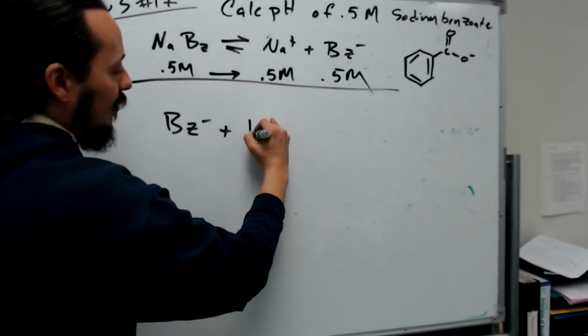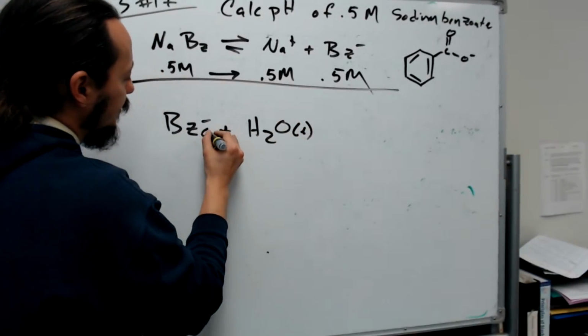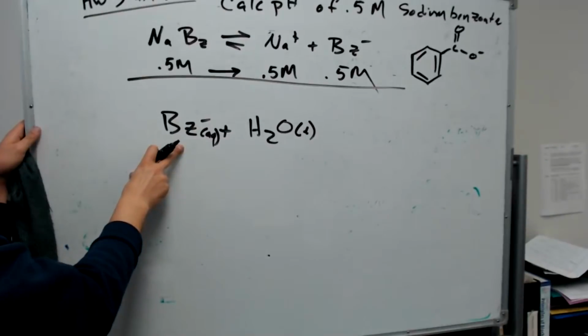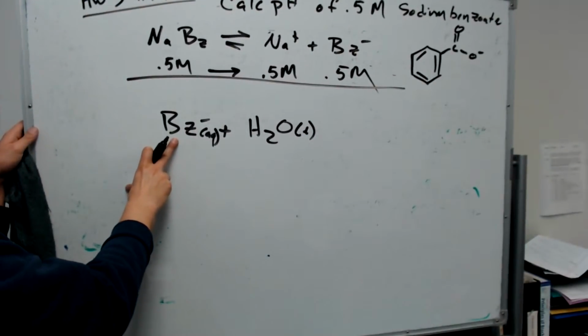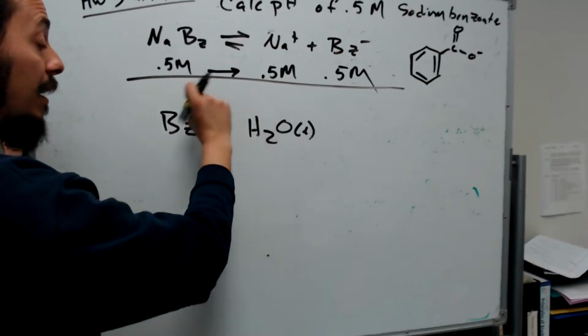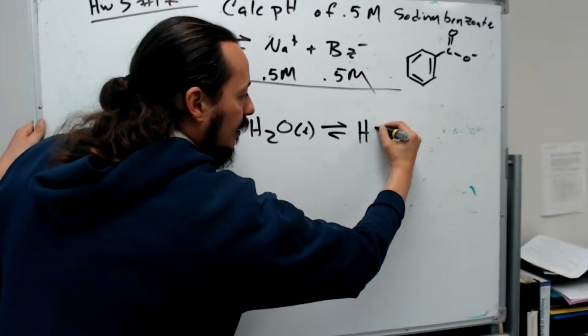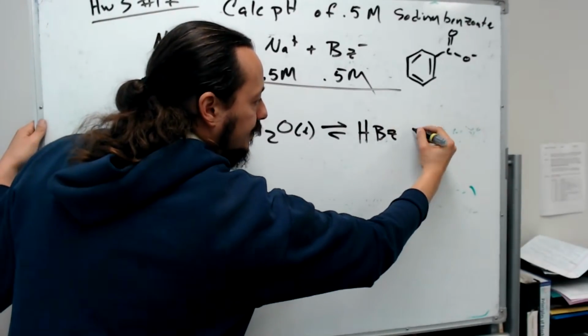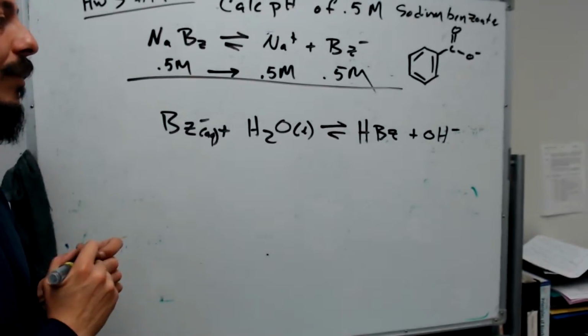The Bz minus reacting with H2O liquid. The benzoate anion, which is this thing, acting like a weak base, being a proton acceptor, with water being a proton donor, forming HBz plus OH minus.